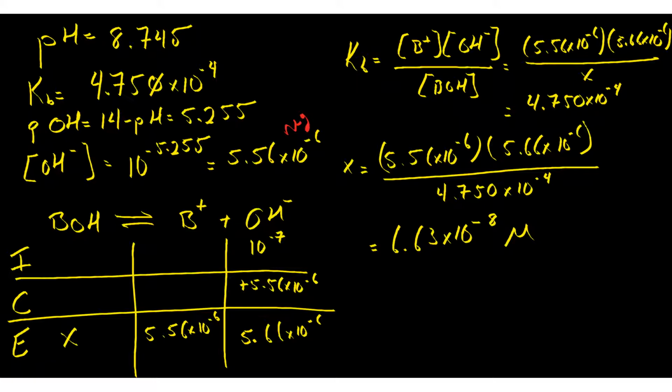All right, so far so good, but let's go ahead and check that other assumption of negligibleness. Compare it to 5.56 times 10 to the negative 6. That change in concentration is 100 times larger than the final concentration we came up with. So we cannot assume negligibility.